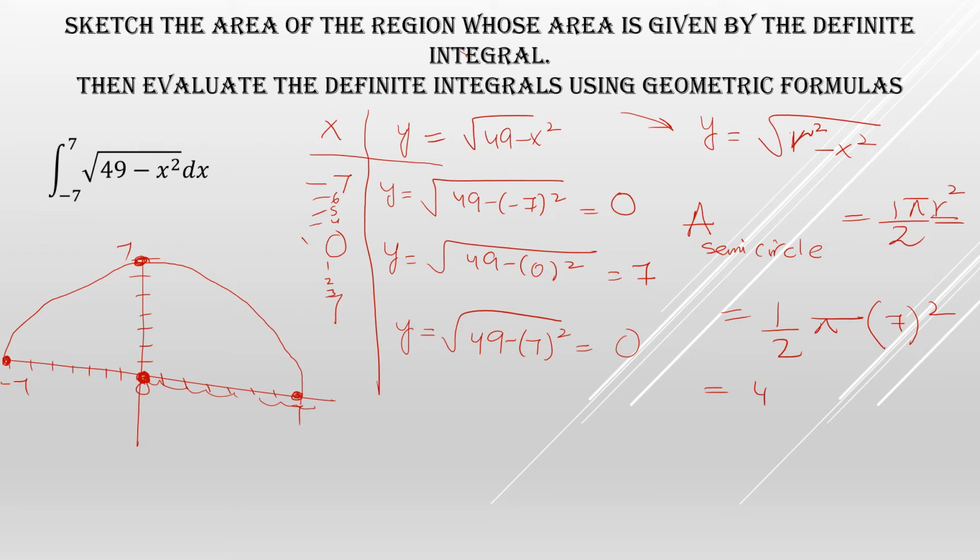So your answer is 49 over 2 times pi. You can write the value of pi as 3.14 and you can get the accurate answer also. So hope you will understand this thing. The basic thing is, first of all, you have to make the table, sketch the graph properly and calculate the area.